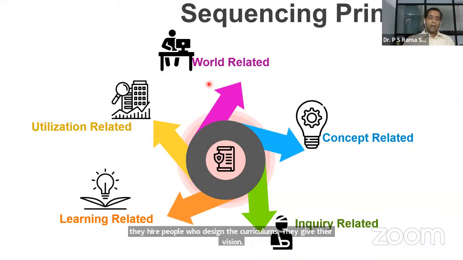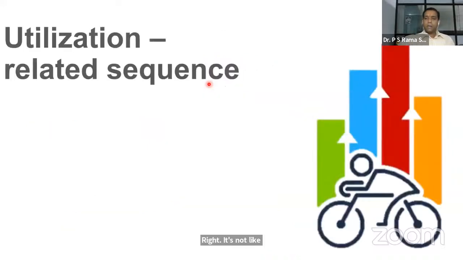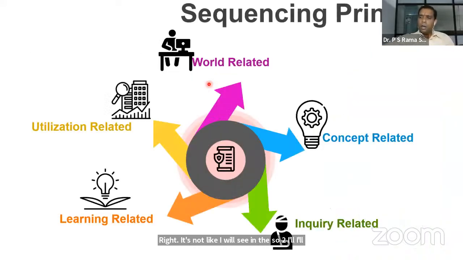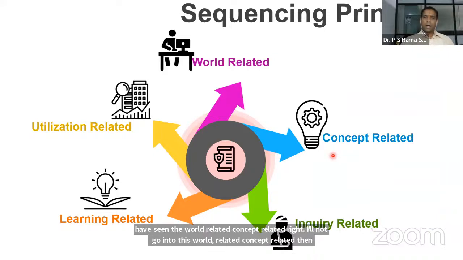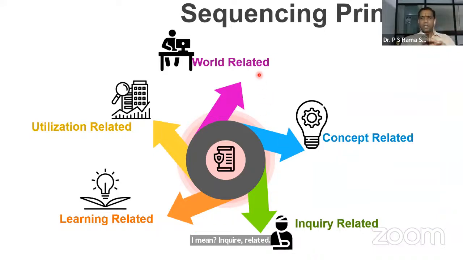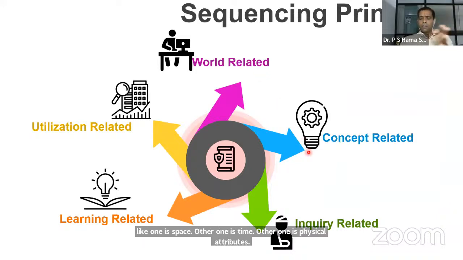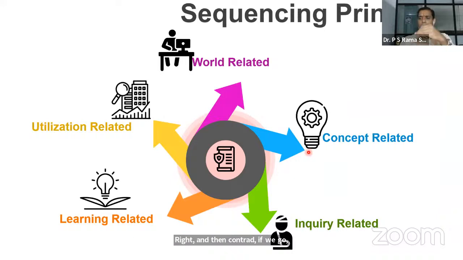I'll just give two examples. Previously we have seen world-related and concept-related, right? I'll not go into that, then inquiry-related. World-related again has a subclassification, like space, time, and physical attributes. And then concept-related, if we go, there is relation, sophistication, and one more concept, like two or three different concepts.